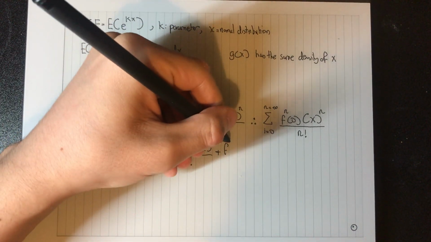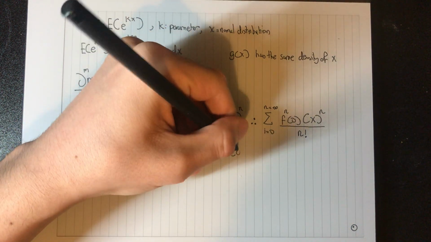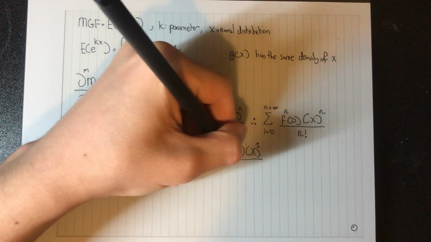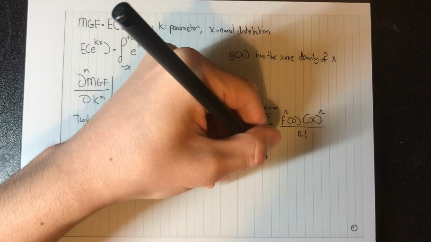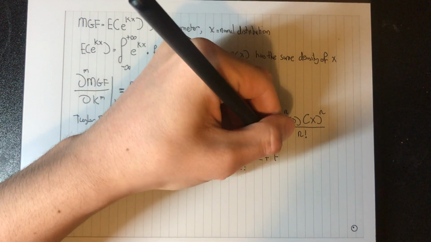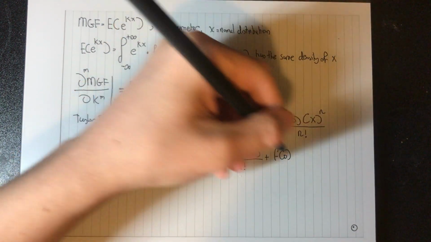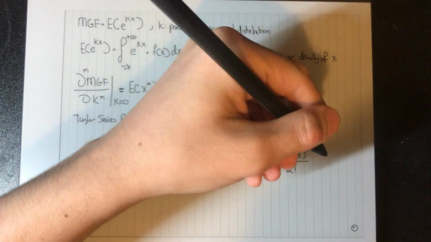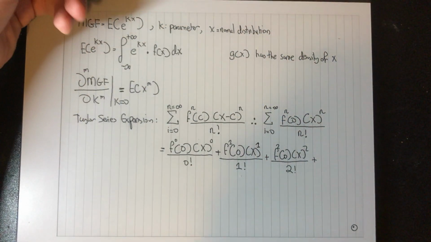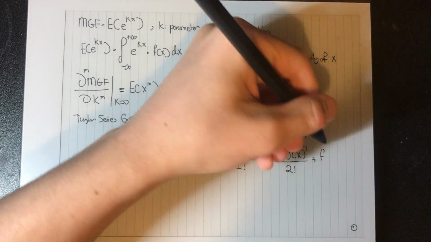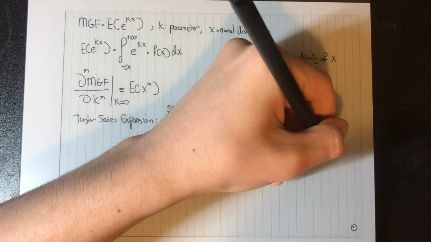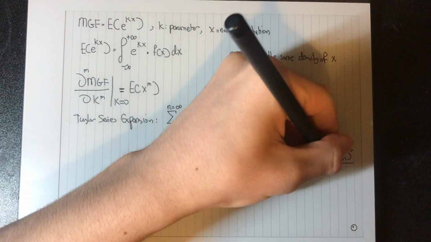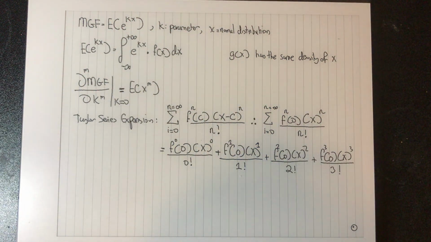Continuing on, we would have the first derivative now multiplied by x, over 1 factorial. And then the second derivative evaluated at 0 multiplied by x squared over 2 factorial. And we'll just do one more. That will be the third derivative evaluated at 0 multiplied by x cubed divided by 3 factorial.